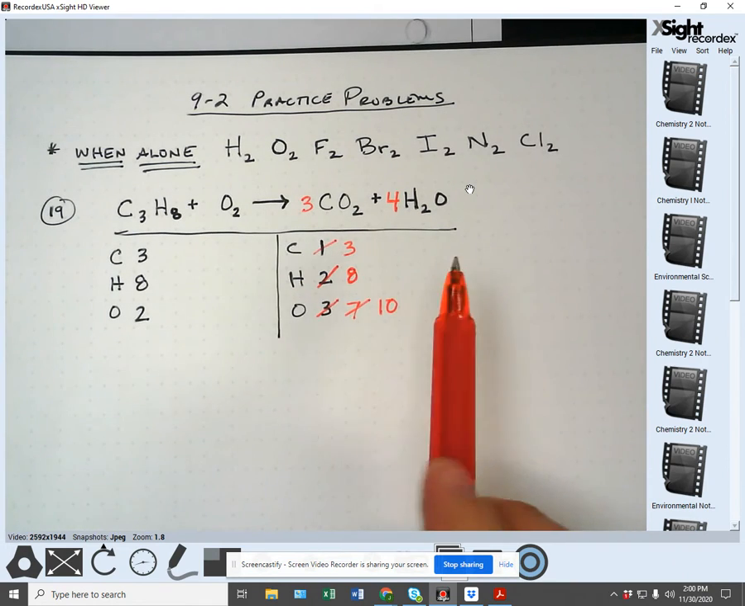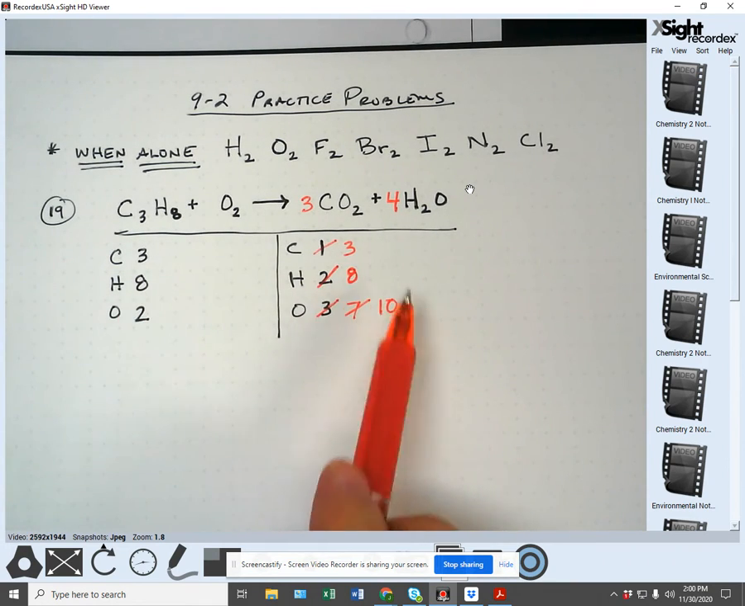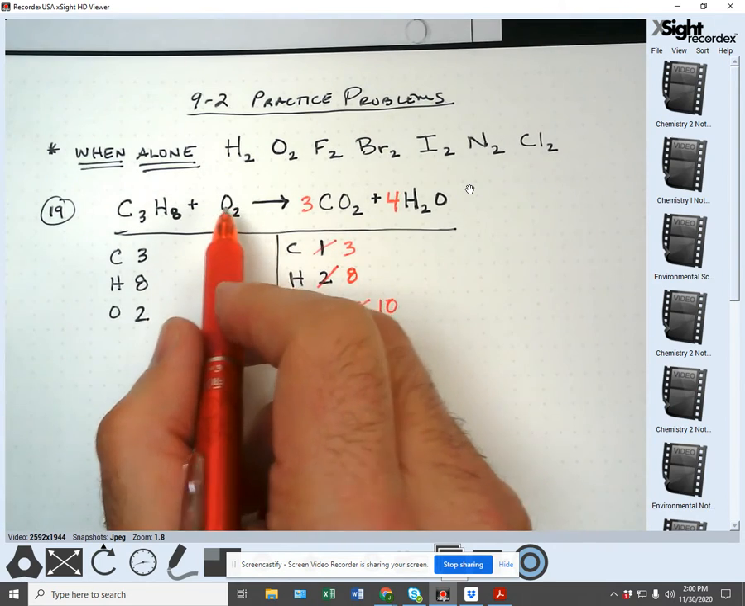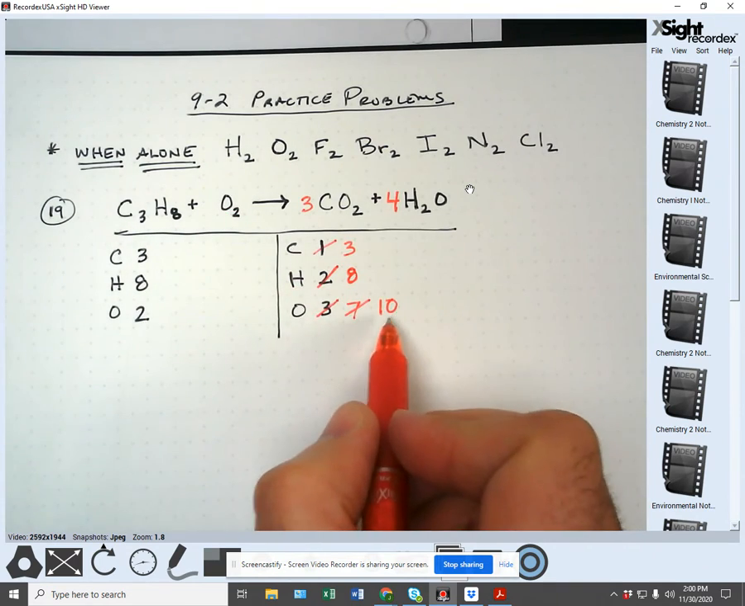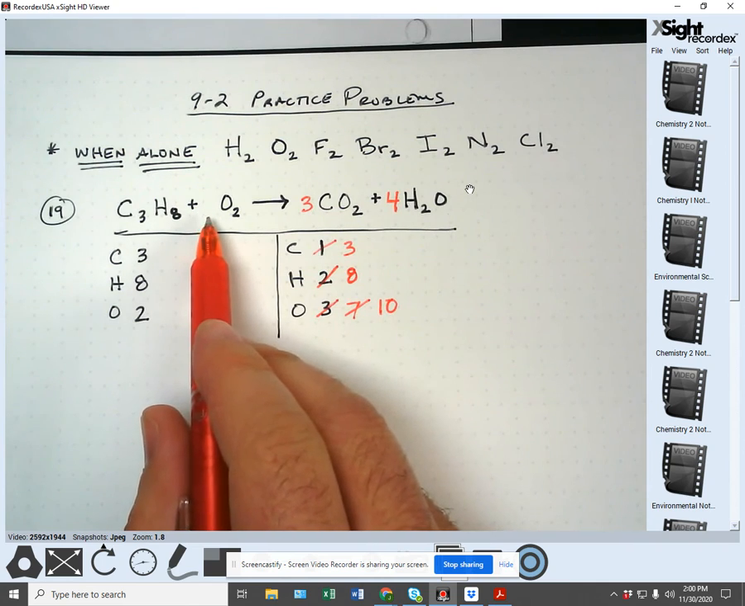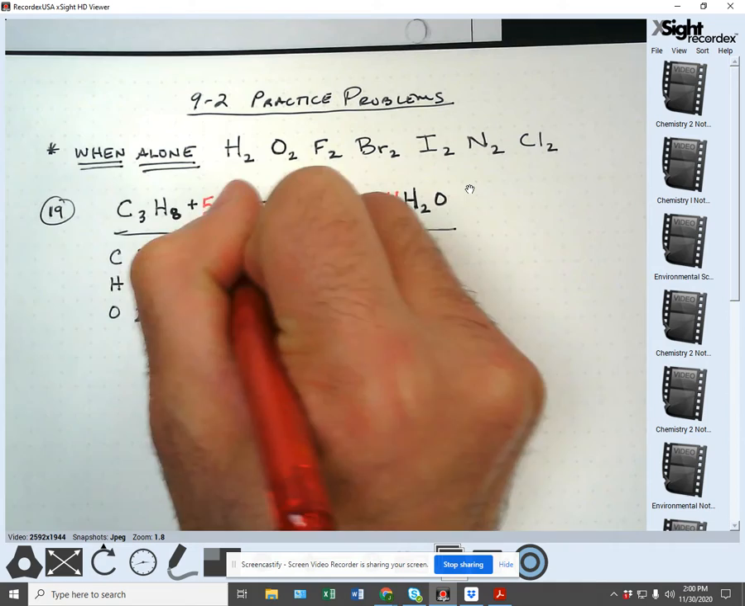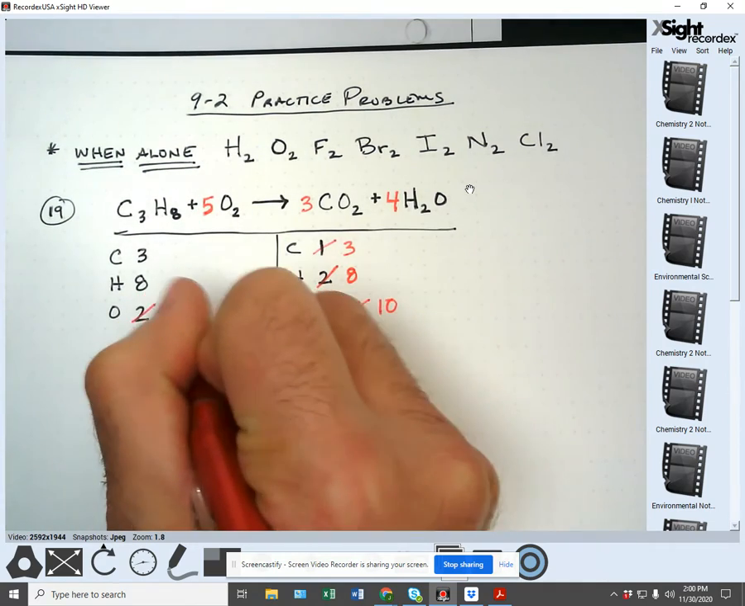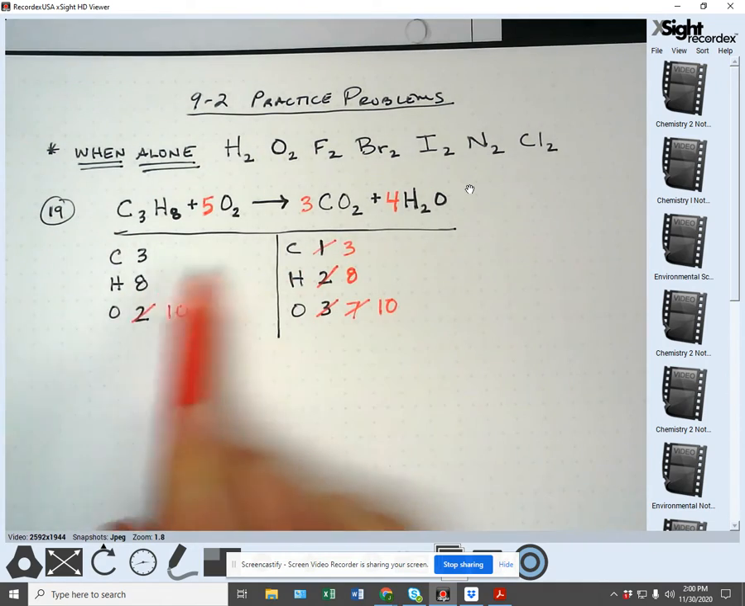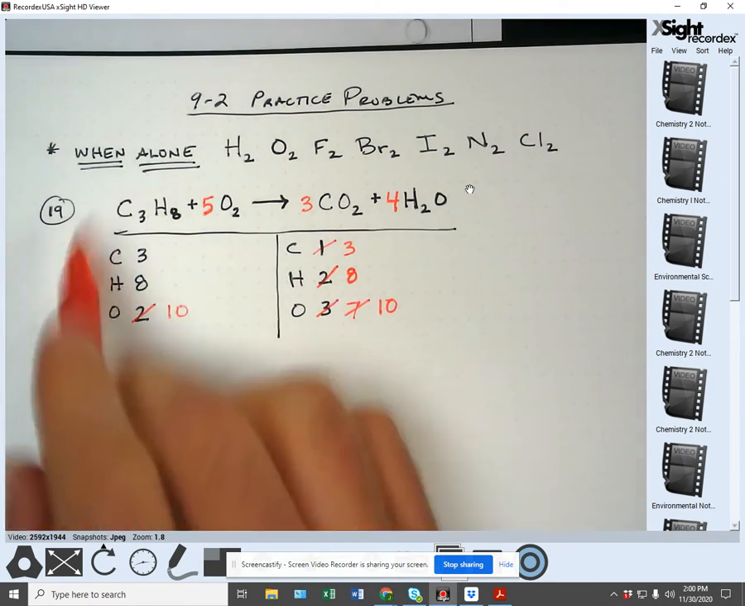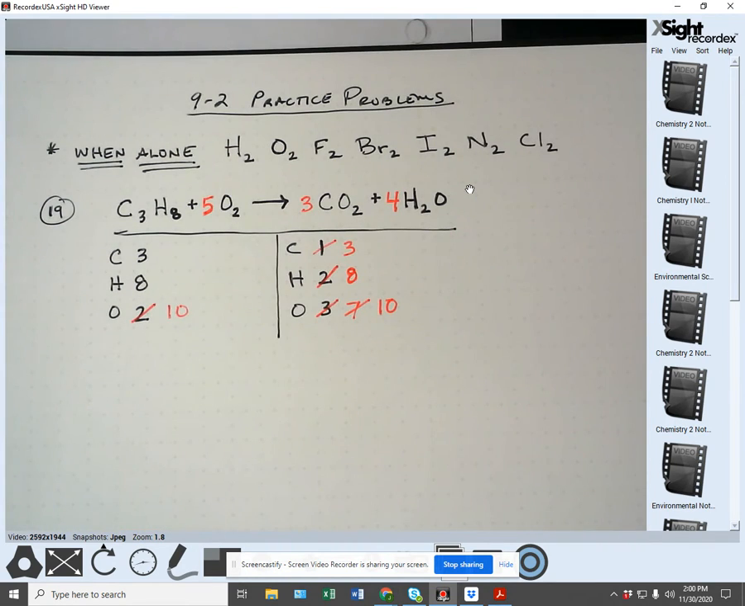Okay. Now, we've got carbons balanced, hydrogen balanced. Let's look at our oxygens. We've got 10 over here, 2 over here. Can we get 10? Yeah, 10's an even number. We can get 10 over here. We put a 5 in front of our oxygen. 5 times 2 is 10. Now, if we look, 3, 3, 8, 8, 10, 10, boom, we're balanced. And that's our answer, the equation and it being balanced.